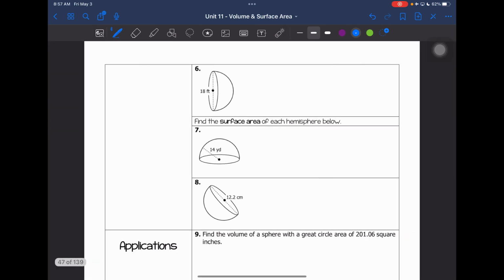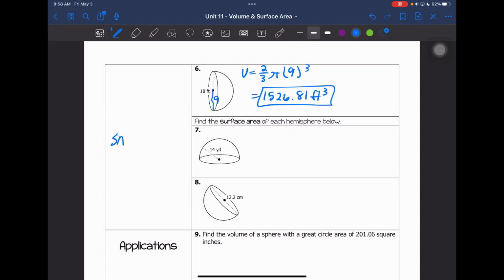And let's go to the next page. Let's do number 6. It just has that problem again where we need to find the radius ourselves. If the diameter is 18, the radius would be half of that, which is 9. So the volume is going to be 2/3 times pi times 9 cubed. So this should come out to 1,526.81, and then we're going to label it as feet cubed.